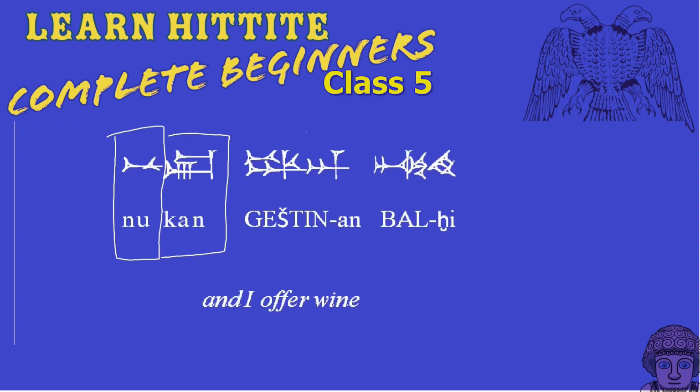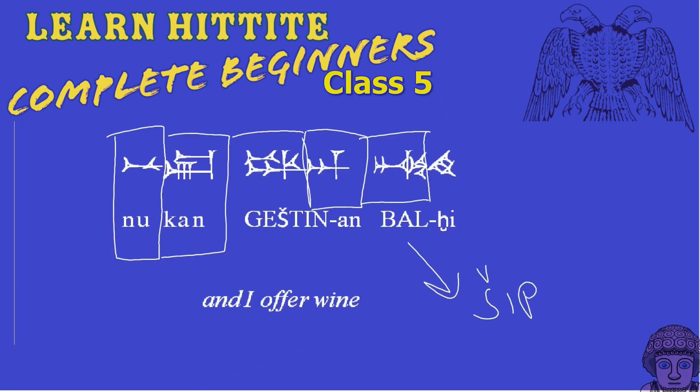Here we have our division. We have the sign for geshtin, and here we have the sign for the accusative ending an. Here we have a Sumerogram, bal. This Sumerogram is often used to represent the Hittite verb shipanti. Shipanti, we worked with this verb last class. It means offer.